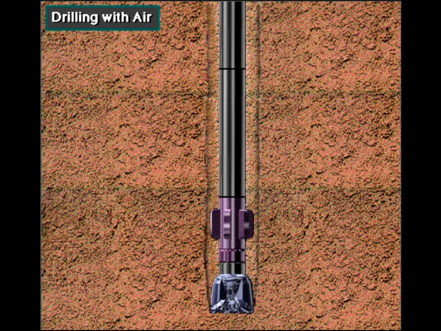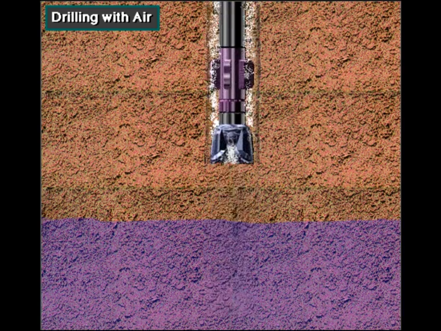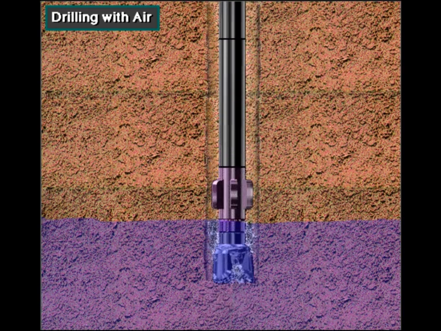Downhole conditions have to be just right for air or gas to be usable. For example, the bit cannot drill through formations containing large amounts of water. The water mixes with the cuttings in the air or gas and clogs up the hole.